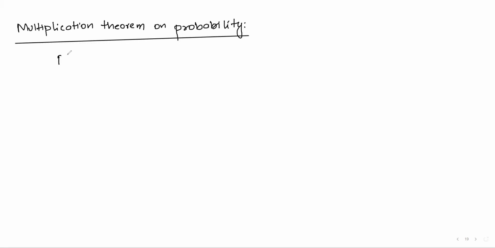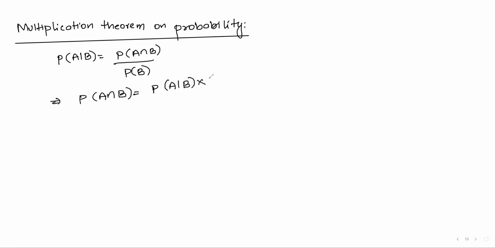We have the probability of A in this conditional probability of B. So the formula: if you need to find P(A intersection B), this is equal to P(A by B) into P(B). So this is the multiplication theorem.